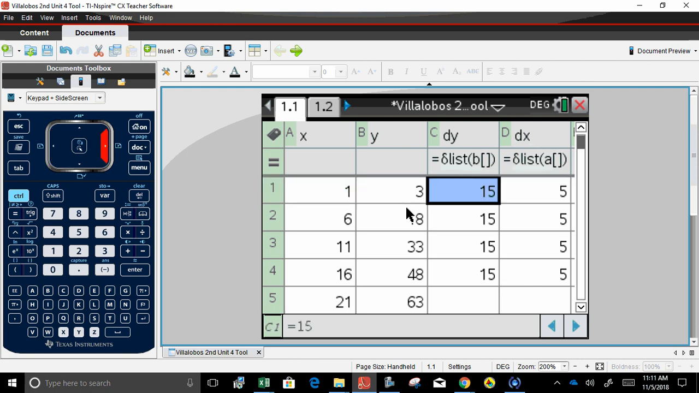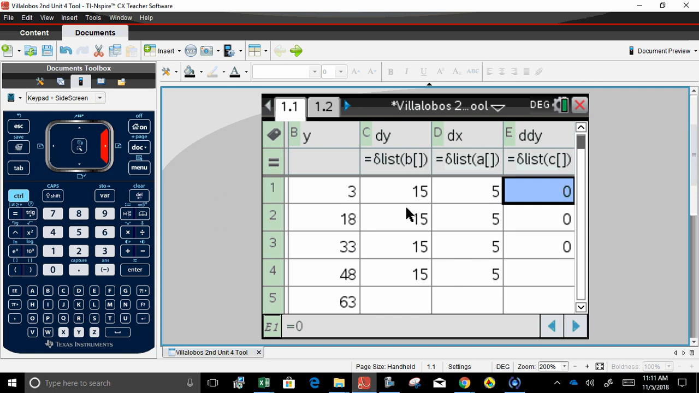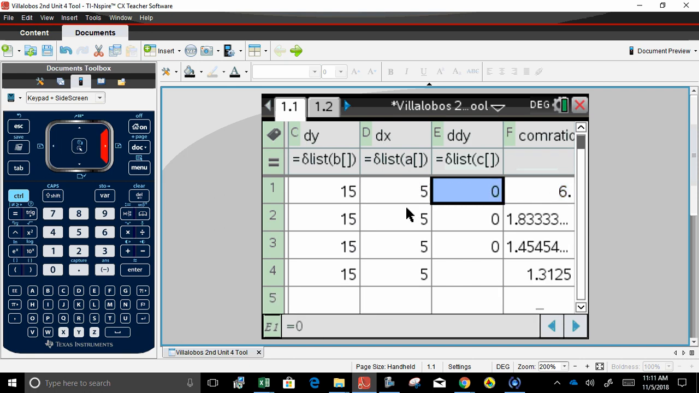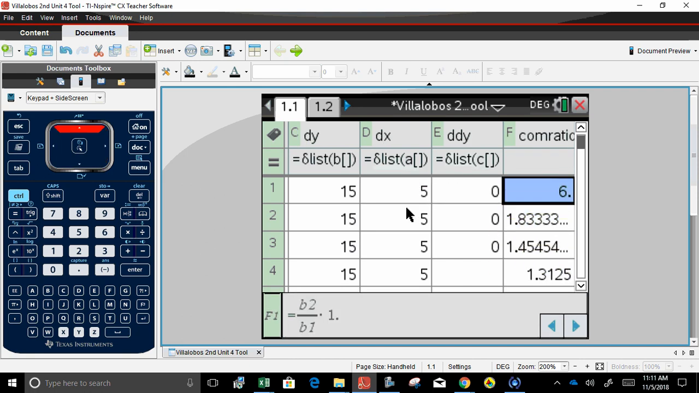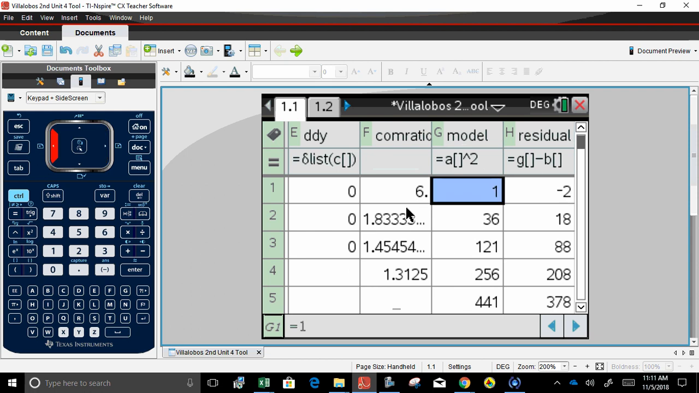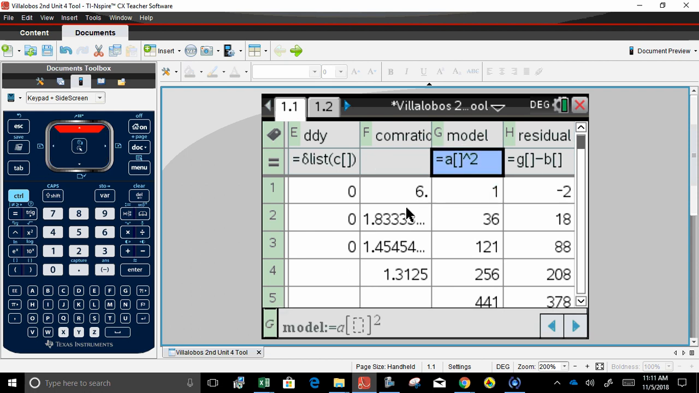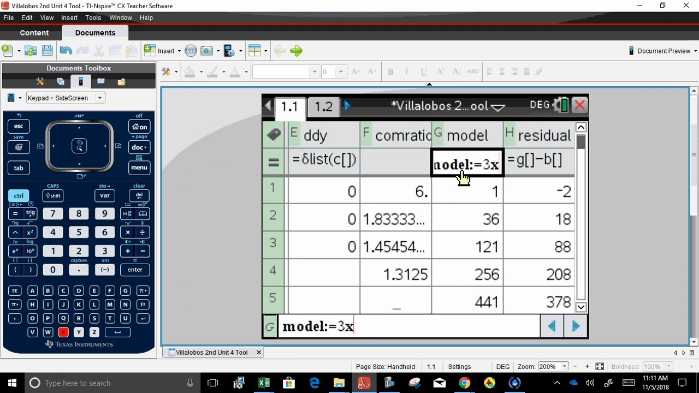I could try to figure out, or I could guess and check. So right now, I see that the common ratio is not constant, so it's not exponential. And I see that my model is not working, but I think it's 3x. So this one, not 3x.